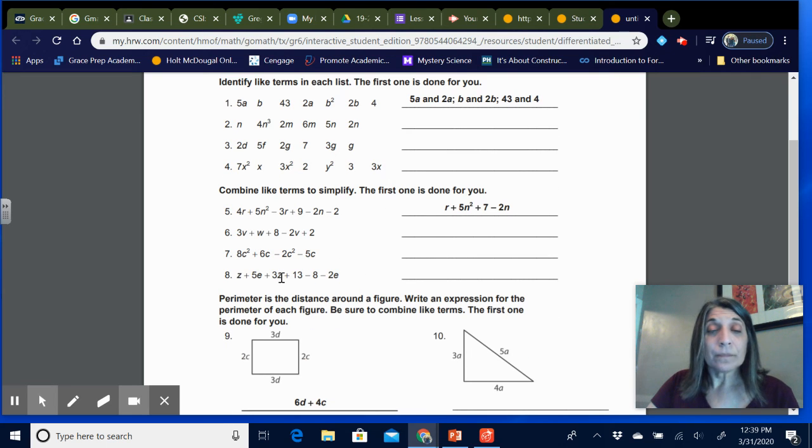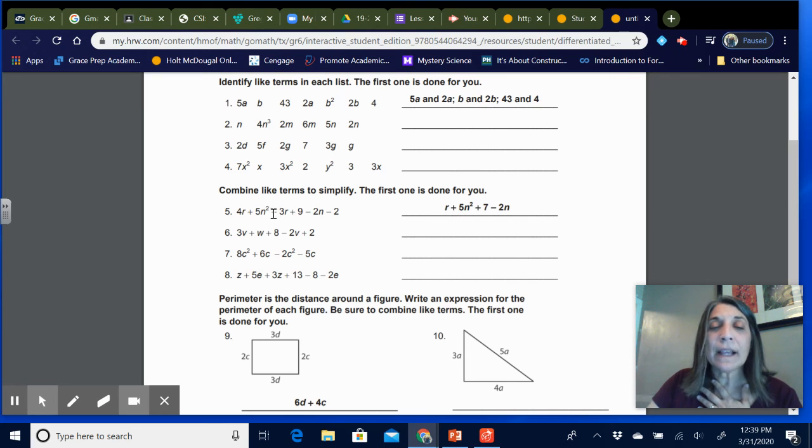So let's see, they did the first one for you. So the like terms here would be 4r and negative 3r. So I mentioned this in the teaching video, and I think a lot of you really didn't catch on to this.